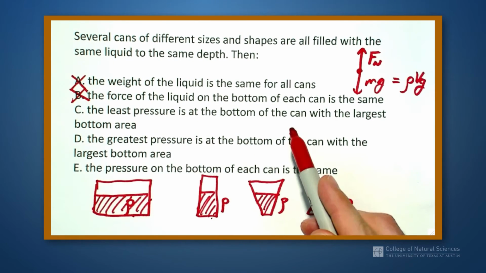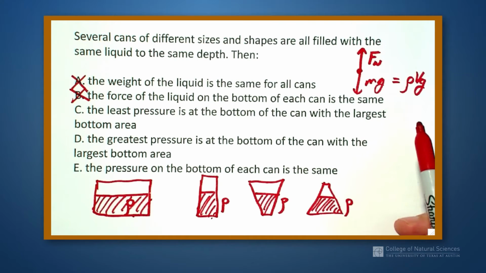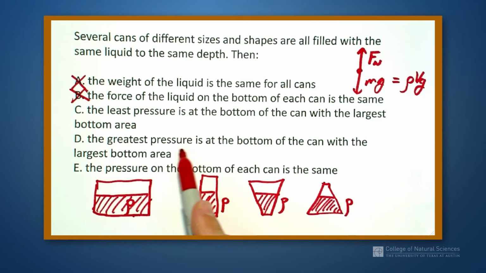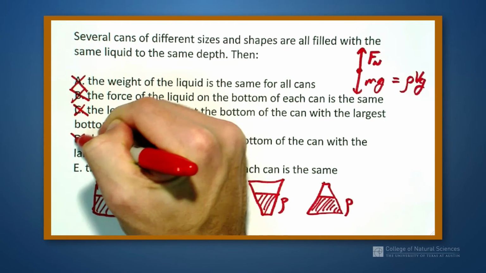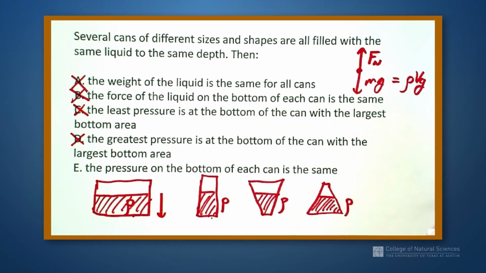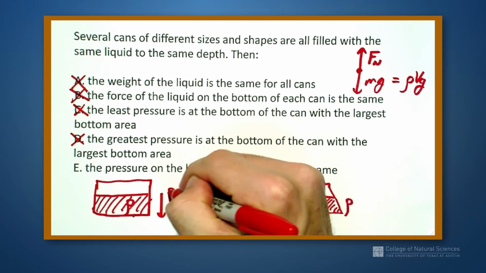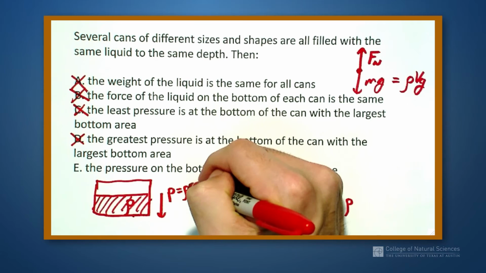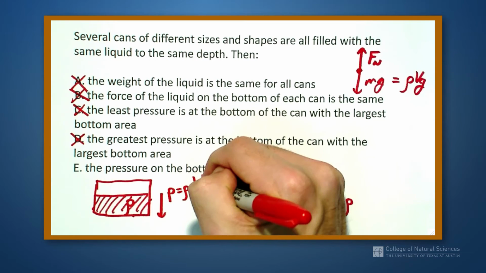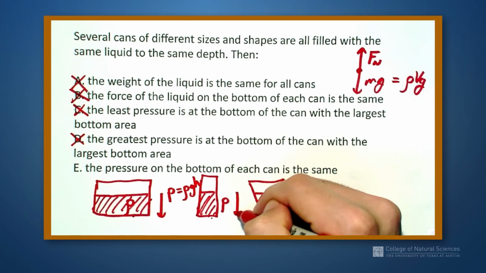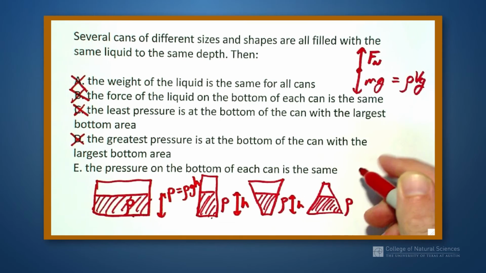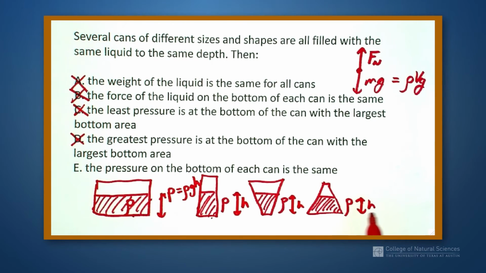The pressure on the bottom of the can is largest, or the least pressure is at the bottom of the can with the largest area, or the greatest pressure is at the bottom of the can with the largest area. I'm going to say both of these are wrong, because I know that as I go down in depth, the pressure is equal to the density of the fluid times gravity times the height that I travel down. And since all of them have the same height that they change, they're going to have the same pressure.